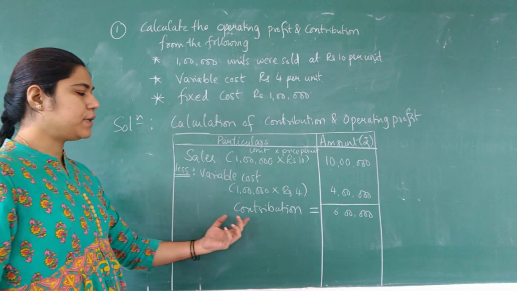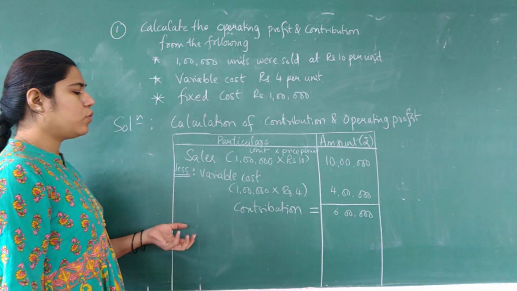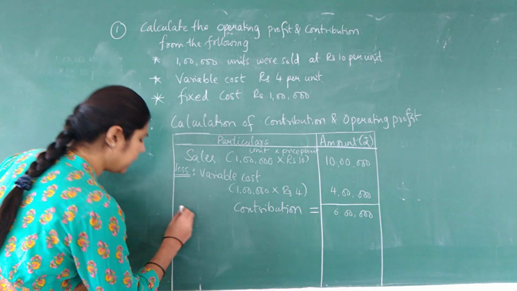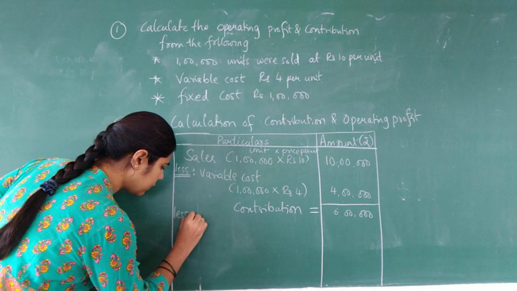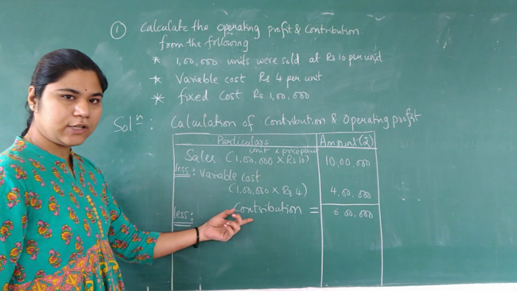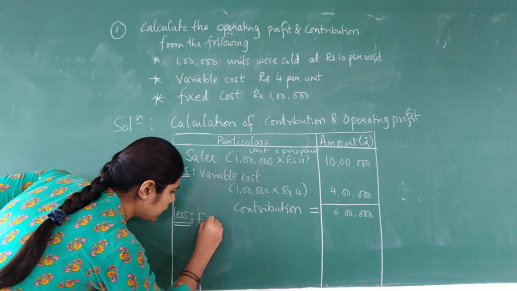Okay, so this difference is taken as the contribution. Now further we will move on to the next one, that is fixed cost. Less. In which amount are we deducting? In the contribution we are deducting the fixed cost.